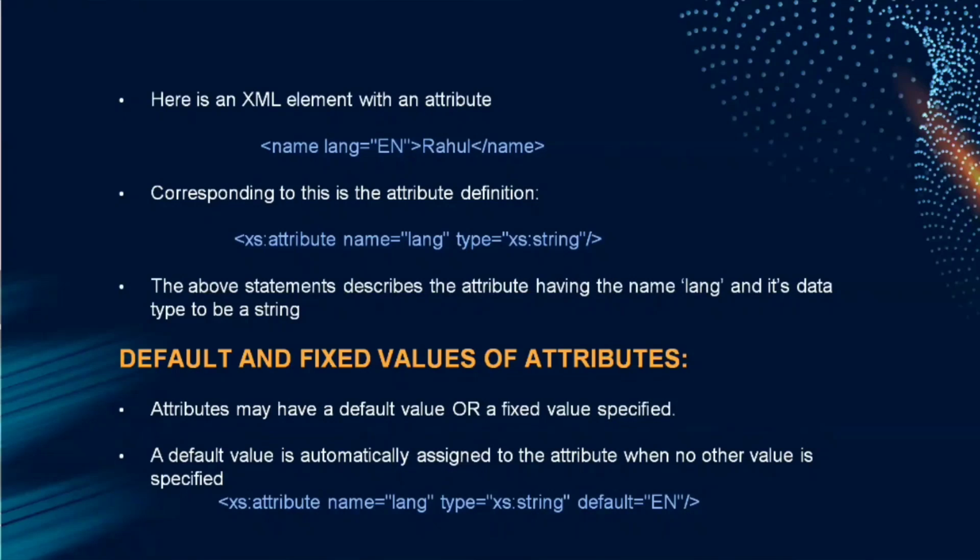Default and fixed values of attributes. An attribute can have a default value or a fixed value. A default value is automatically assigned to the attribute when no other value is specified. It means that when the person who is writing the XML document doesn't specify a particular value for that attribute, this default value, which is defined in the XML schema, is given to that attribute. So in order to give a default value to an attribute, we use the default option and we give a particular value in the definition of the attribute.